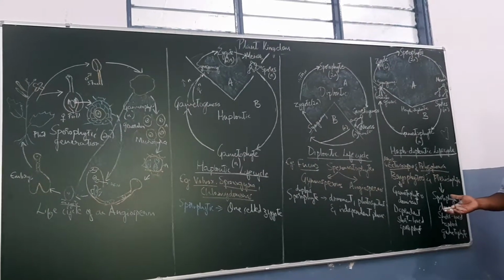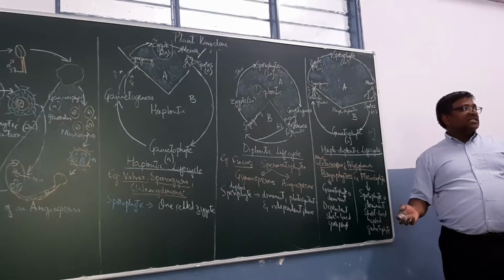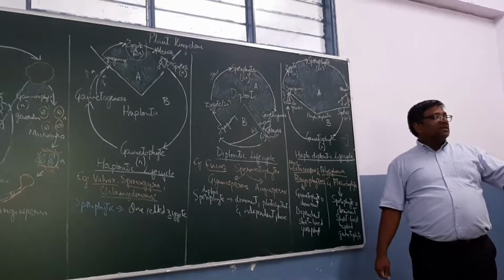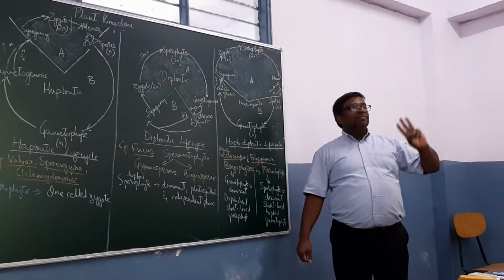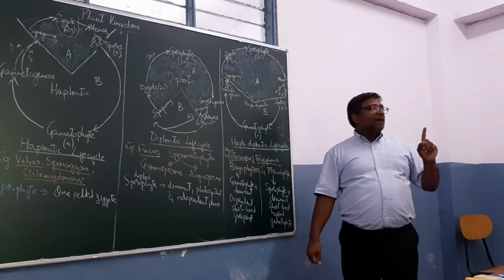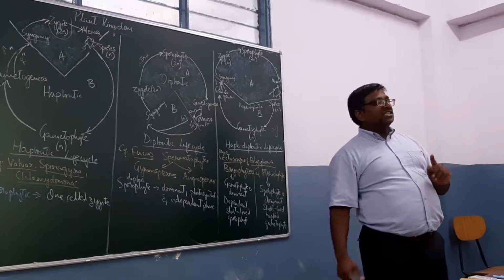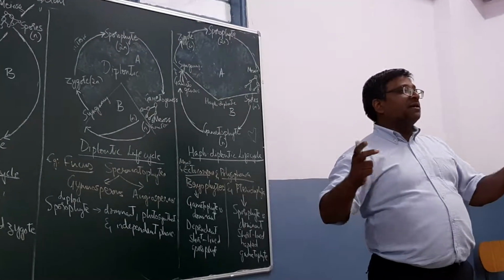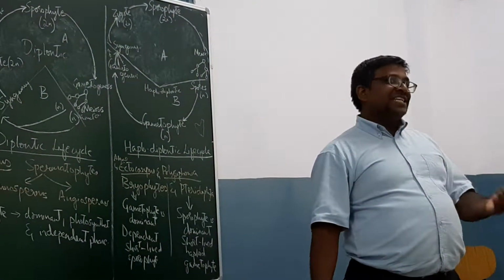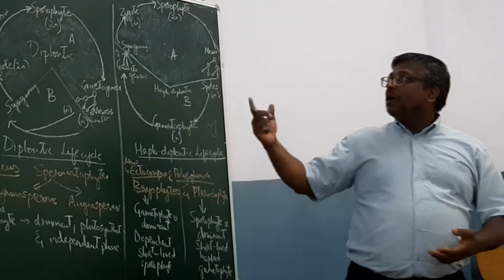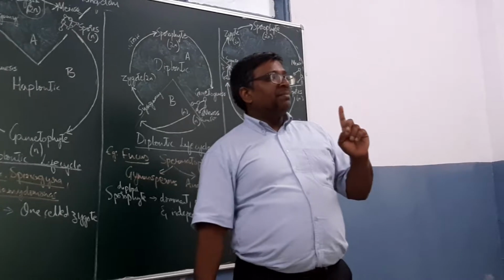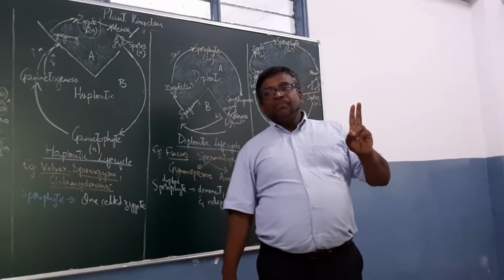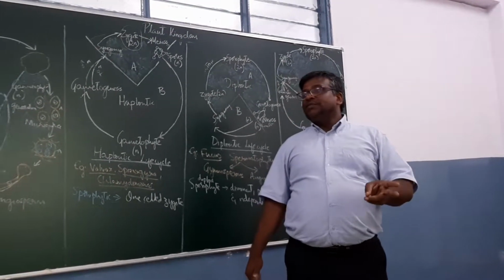Have you understood about it? So life cycle patterns in plant kingdom are of three types: haplontic life cycle, diplontic life cycle, haplo-diplontic life cycle. In haplontic life cycle, the diploid stage is reduced. You cannot see a dominant sporophyte stage there. Zygote is diploid. So where do you find haplontic life cycle? In case of Chlamydomonas, Volvox, then Spirogyra.